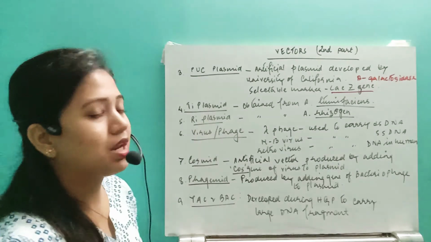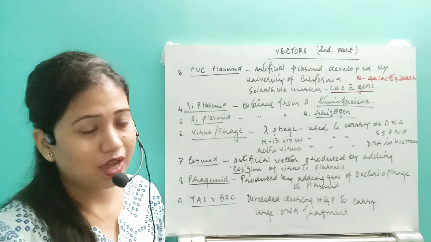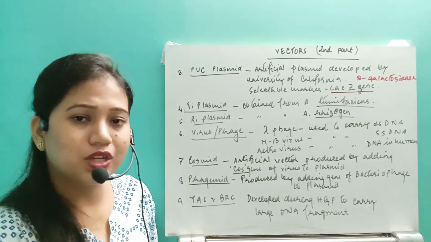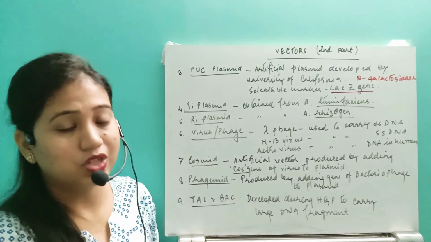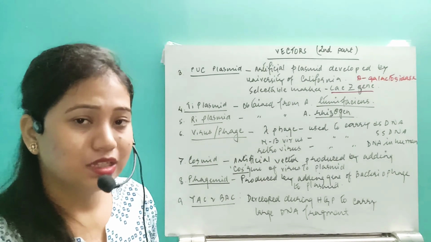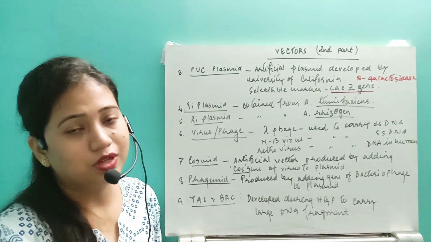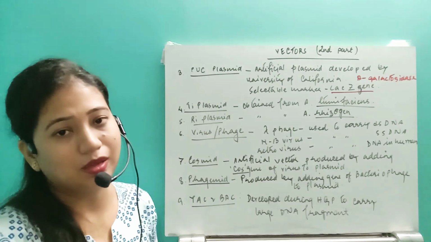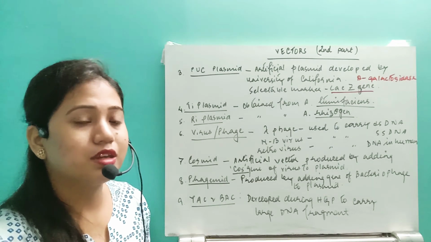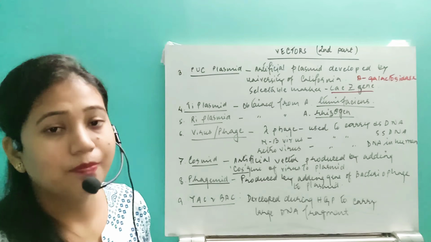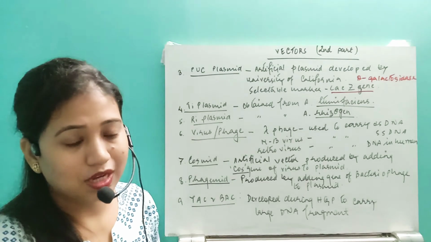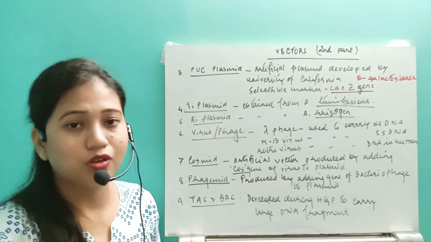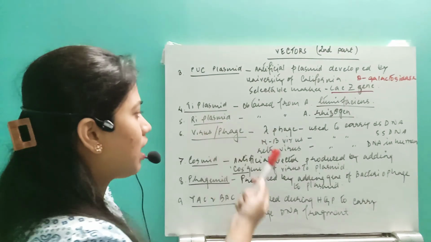Now the next type is known as the Ti plasmid. Already I have told you that from Agrobacterium tumefaciens, the pathogen itself can transfer the gene, that is T-DNA, into the root of the plant so that they develop the tumor and also produce the chemicals. This is necessary for the Agrobacterium tumefaciens. So this is one natural plasmid, actually a natural vector, which has the capacity to transfer the gene fragment into the host body.